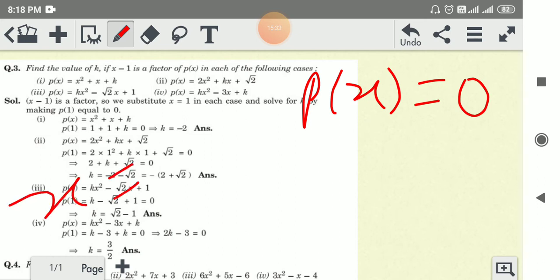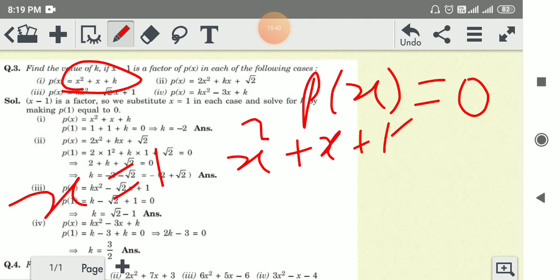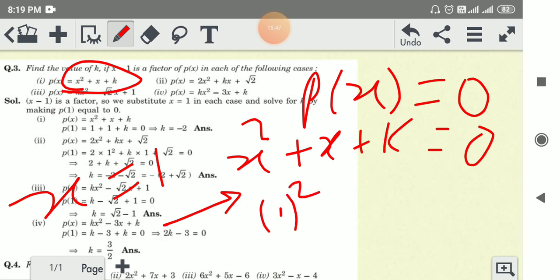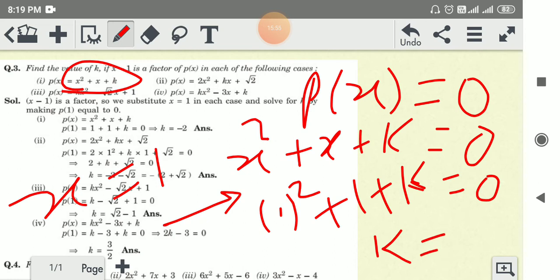Okay, x we get +1. Now here p(x) is equal to x square plus x plus k is equal to 0. Put the value of x in this equation. So we get 1 square plus 1 plus k is equal to 0. Now the value of k will be -2.